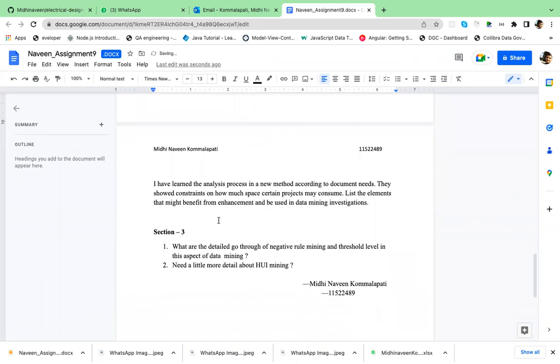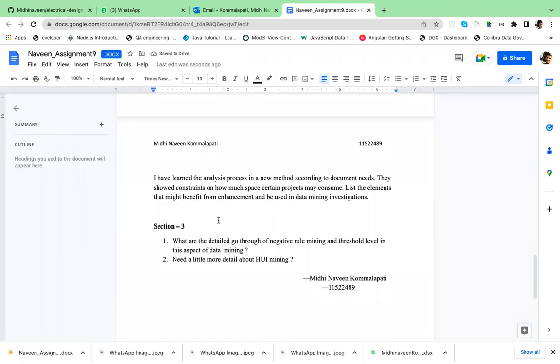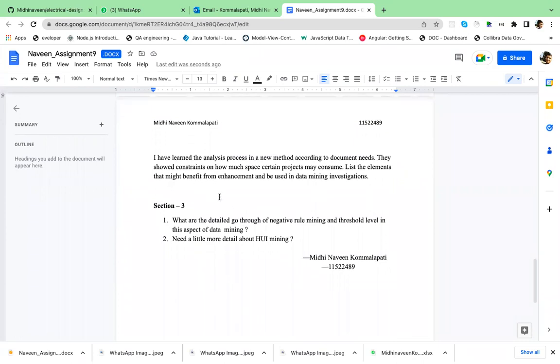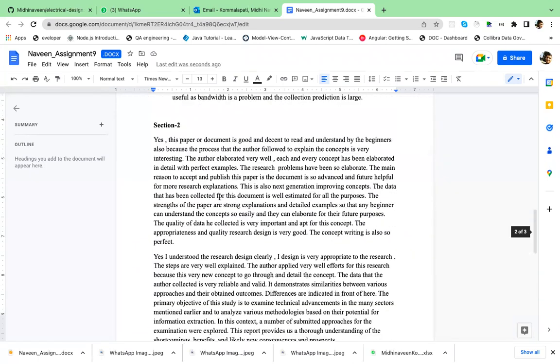I have learned the analysis process in a new method according to the document's needs. They showed constructions on how much space certain projects may consume. They list the elements that may benefit from enhancement and be used in data mining investigations. And this is section 2.